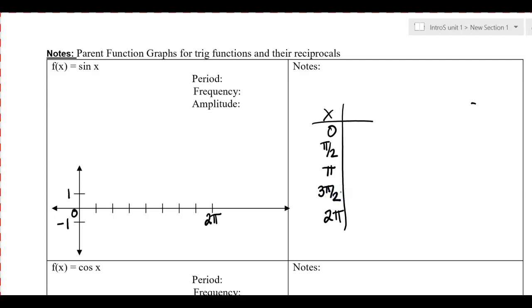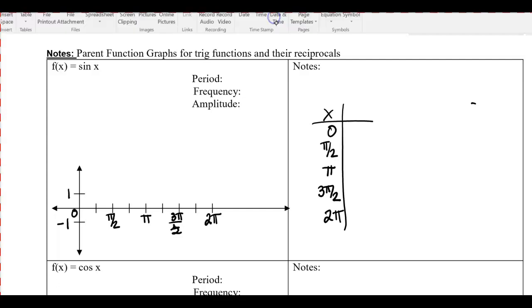So it's like counting by halves. We have 0, 1/2 pi, 2 halves, which is a pi, 3 halves pi, and then 4 halves, which is 2 pi. Those are what I want to label on the graph. This graph has more tick marks than that, so it's going to be every other tick mark. And then we're just going to go ahead and fill in the points.